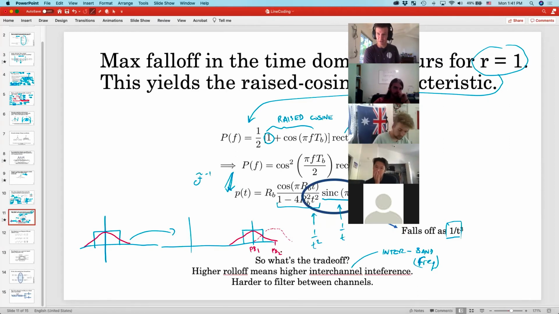If you had a smaller roll-off, you could more tightly pack your bands in the frequency domain, but then you would have higher time interference in the time domain. So this comes down to another consideration of trade-offs. Are you more constrained in frequency bands, or are you more constrained in error rate or in data rate?